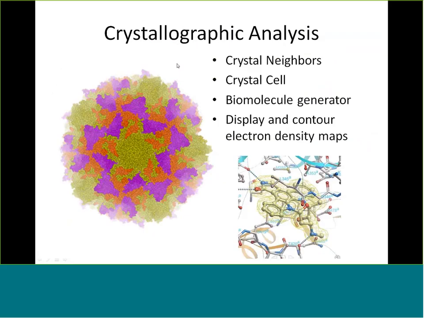So crystallographic tools. We have a number of different options. You can display the crystallographic neighbors. Just view the crystallographic cell. For example, here we also have biomolecule generators. So if you have one subunit of a big capsid, in this case, it will generate the whole protein. You can also read in electron density maps and contour those as well.